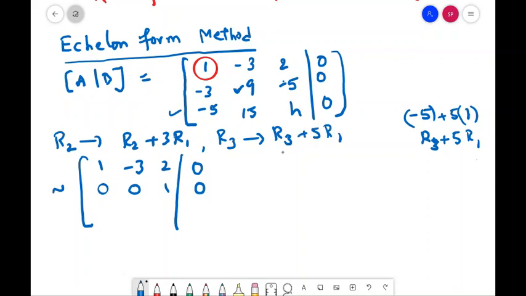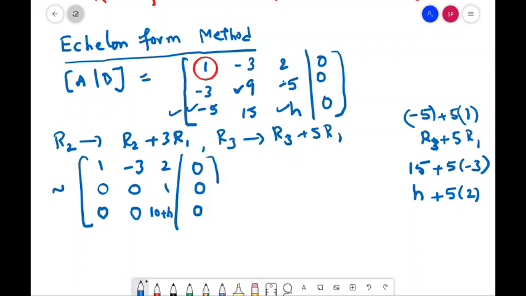So you got here 0, because you have already checked it with this 0. And then 15 plus 5 into minus 3, so this is also getting 0. Next you have here h. You have to be careful with this unknown value. So what do I have here? h plus 5 into 2, so that is 10 plus h. So I have here 10 plus h, and this is here 0 because nothing to check here. The previous elements are zeros.